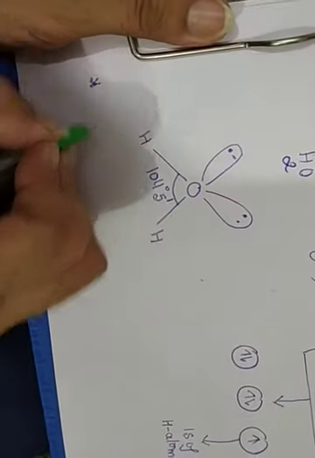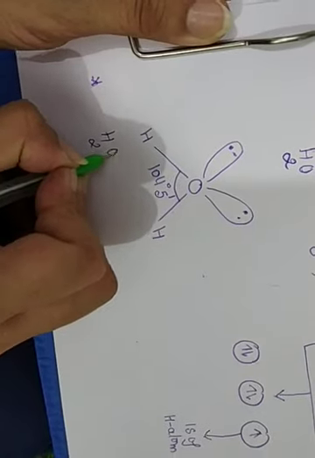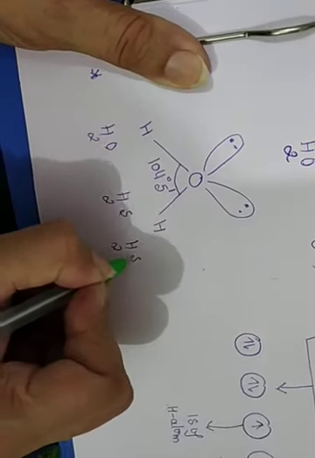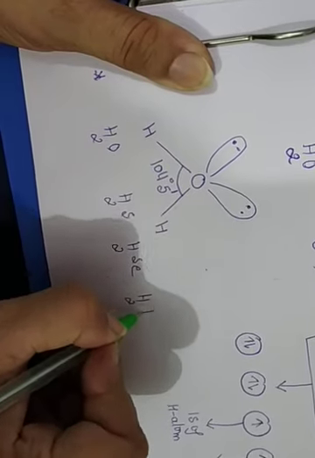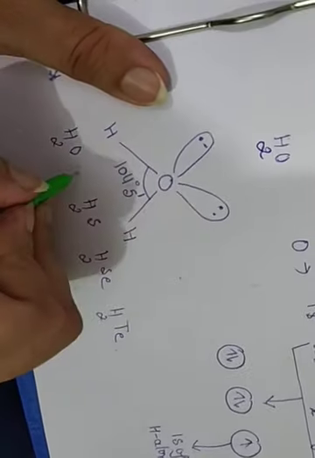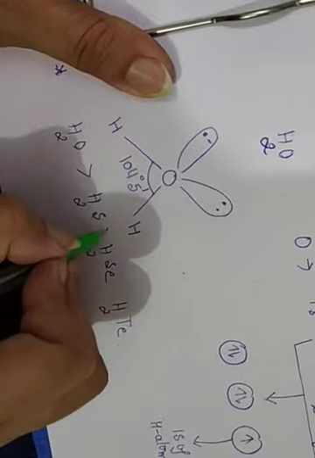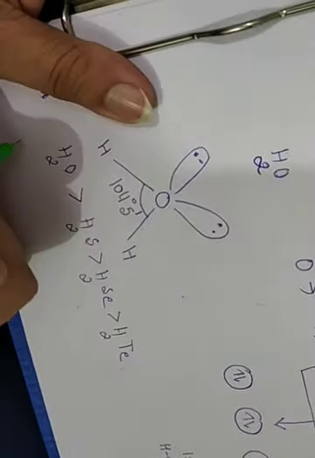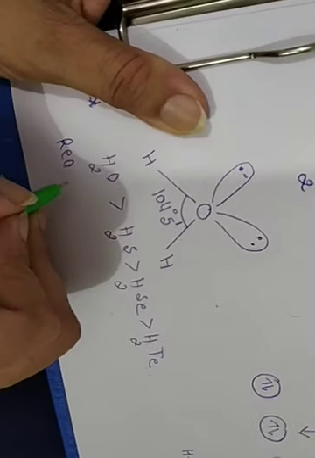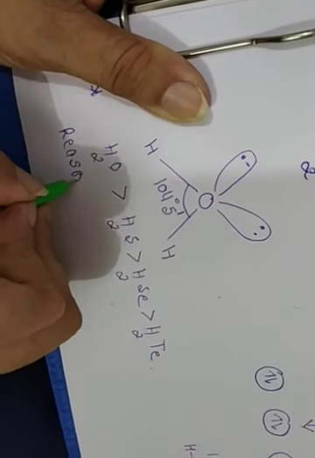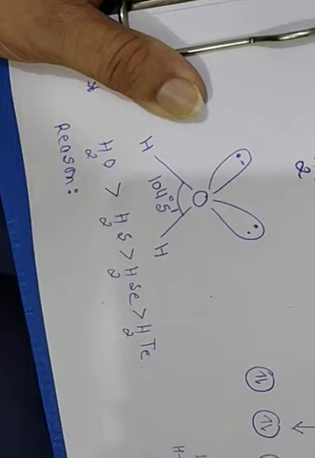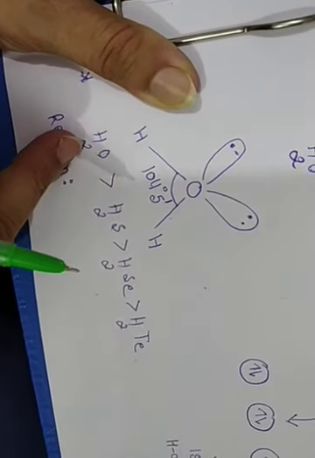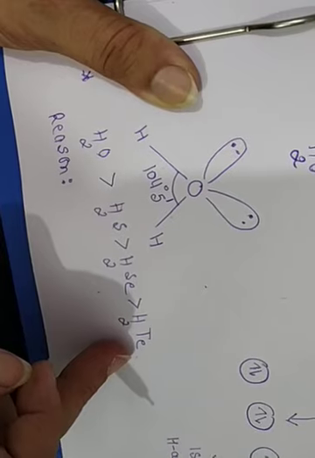Now if we discuss the bond angle of the hydrides of sulfur, selenium, tellurium and polonium, then the bond angle decreases. Why does it decrease? What is the reason for this decrease in angle? The highest angle is shown by water and the least one is shown by H2Te.